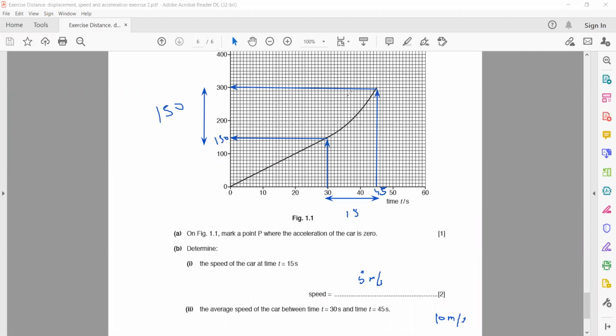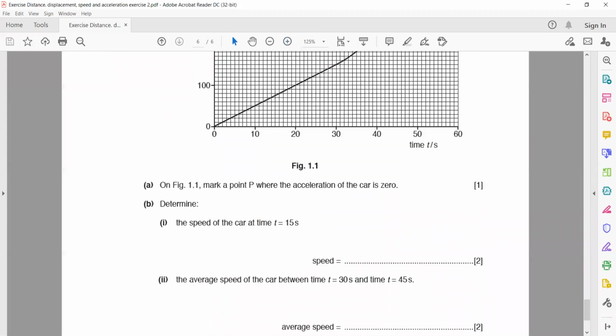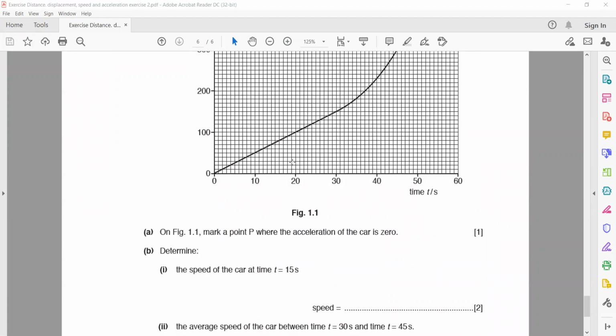The last part, B1 and 2. The speed of the car at 15 seconds: because it's a straight line in this region, we can find the speed of this region, and that speed will be the same as the speed at 10, 15, 20, 25, or 30 seconds. And in the next part, we need the average speed from 30 to 45 seconds.